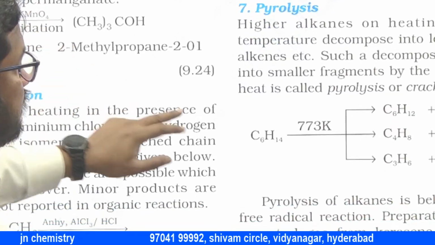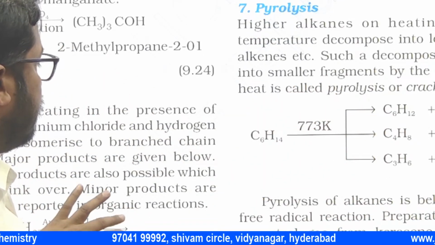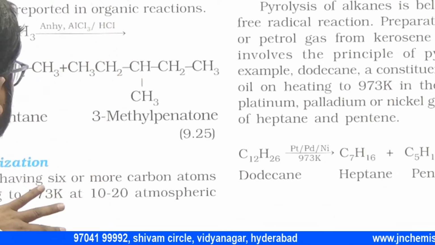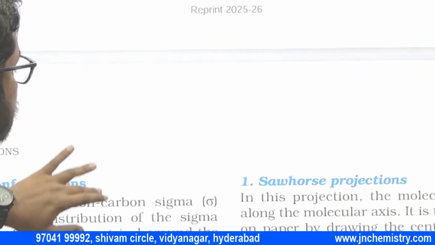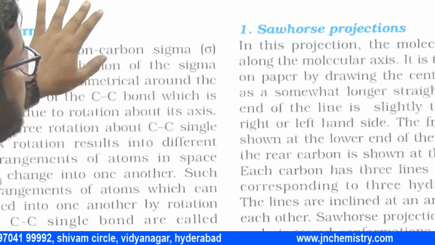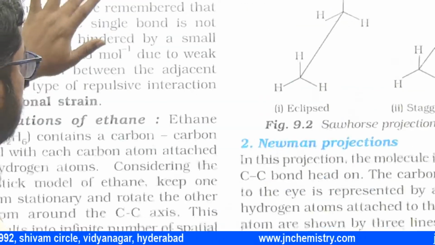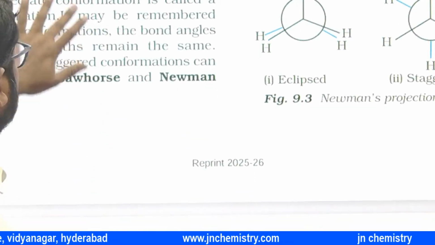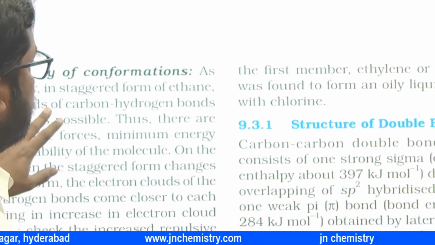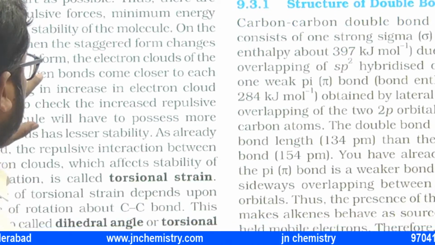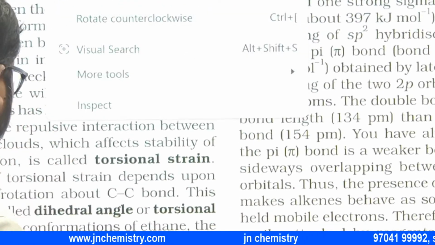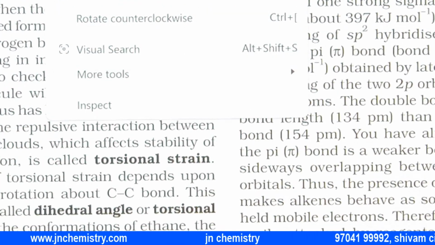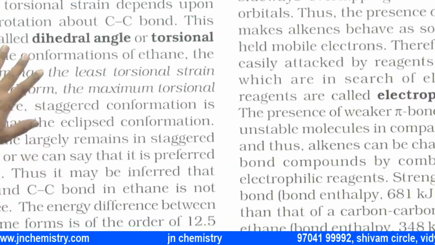Next, pyrolysis, different compounds are coming. Pyrolysis of alkanes, aromatization, conformation, so Sawhorse structure, Newman projection, I already explained this, eclipsed, staggered, right? Structure of double bonds. There is a torsional strain, dihedral angle, I already explained, right?